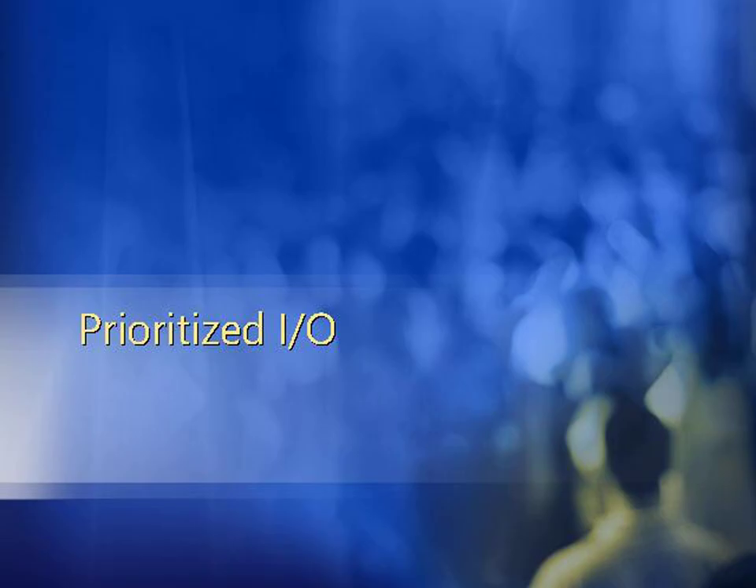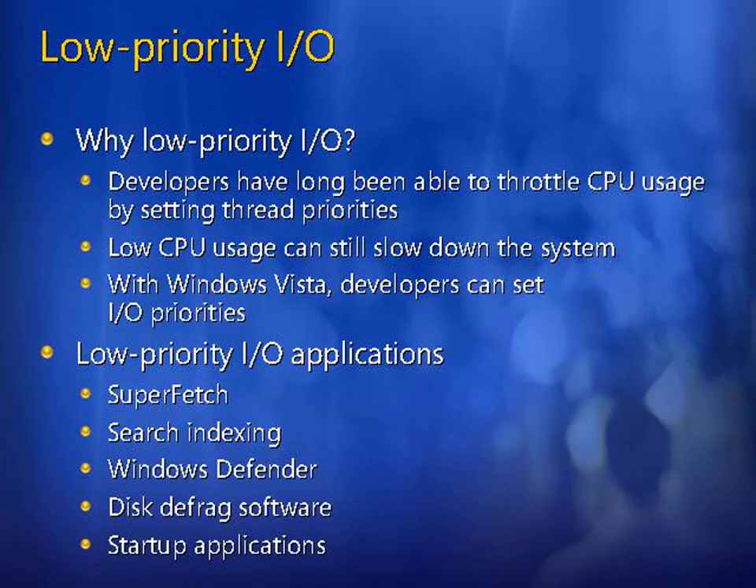And we've introduced the concept of prioritized I/O. Because we recognized that even though you can mark a task as low CPU usage, a low CPU task can still do an awful lot of reads and writes. And going back to the seek problem, it makes the system slow. These are applications that need access to the disk, like your virus scanners, your disk defraggers, but they don't want to be interfering with the user. They would really rather just kind of get out of the way.